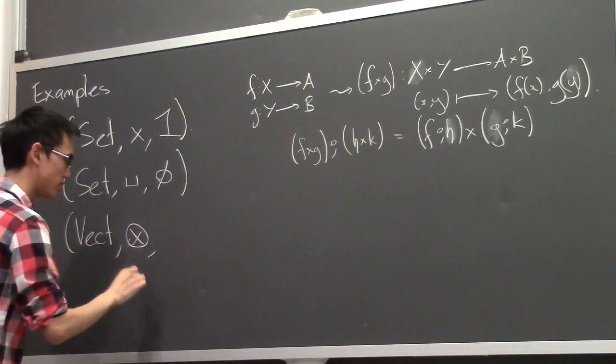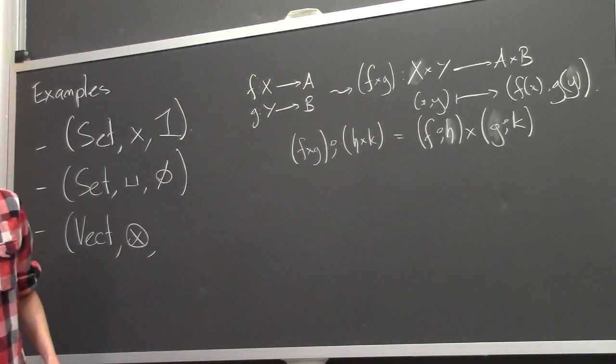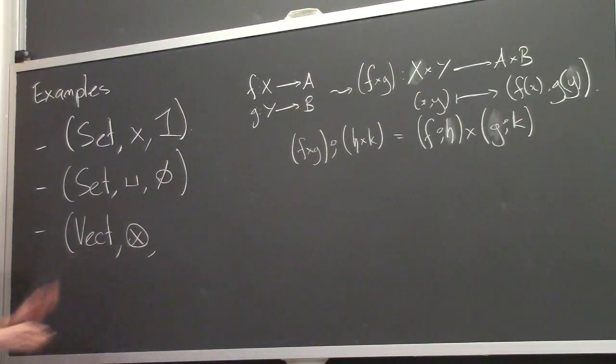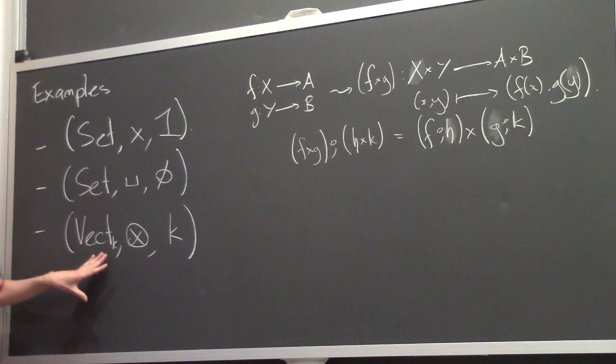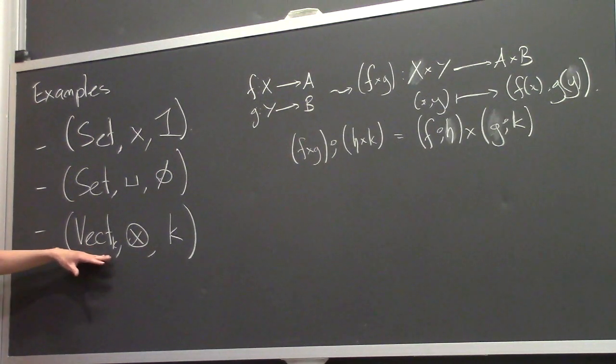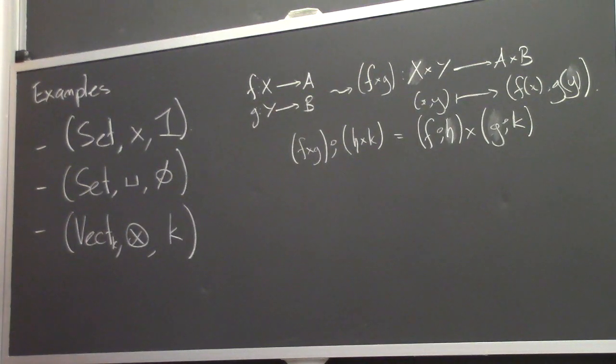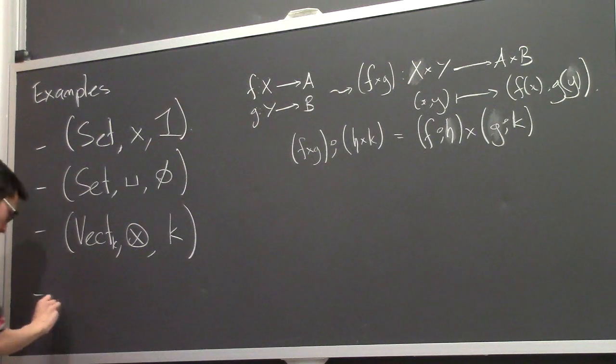An important example where this notation, I tend to use this tensor symbol, comes from vector spaces, the category of vector spaces over some field K. So the objects are vector spaces, the morphisms are linear maps, and the monoidal product, the monoidal structure, comes from what's known as the tensor product of linear maps and vector spaces.